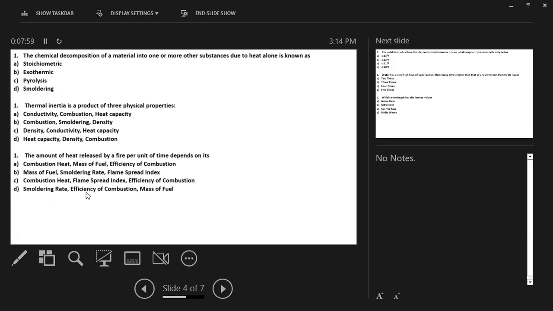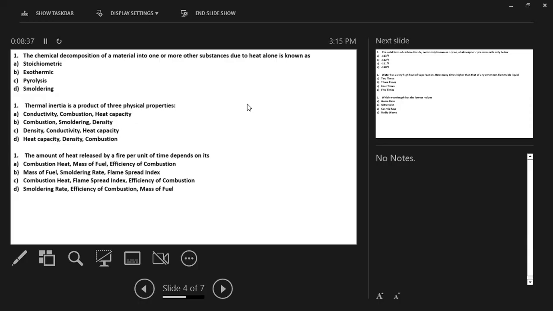Similarly, related towards the maximum burning rate, the next question: the amount of heat released by a fire per unit of time depends on its amount of heat released. Now it's not about the conduction. Now it's at a stage where the material has already started an exothermic reaction. So, heat release.